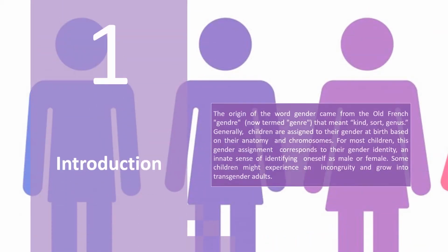The origin of the word gender came from the Old French genre, now termed as genre. This means kind, sort, or genus. Generally, children are assigned to their gender at birth based on their anatomy and chromosomes. For most children, this gender assignment corresponds to their gender identity, an innate sense of identifying oneself as male or female. Some children might experience an incongruity and grow into transgender adults.